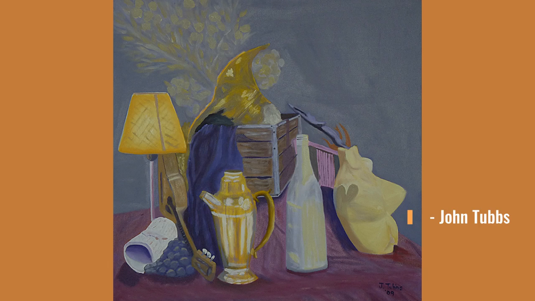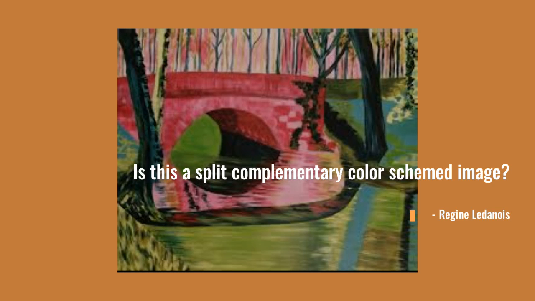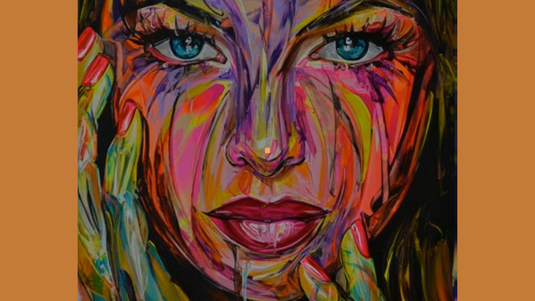This image was painted by a student who had to only use the three colors in a split complementary color scheme. The colors you see in this image are yellow, red-violet, and blue-violet. Is this a split complementary color schemed image? The answer is yes. This is a split complementary color schemed image. What about this image? Does this use split complementary colors? This does not use split complementary colors.